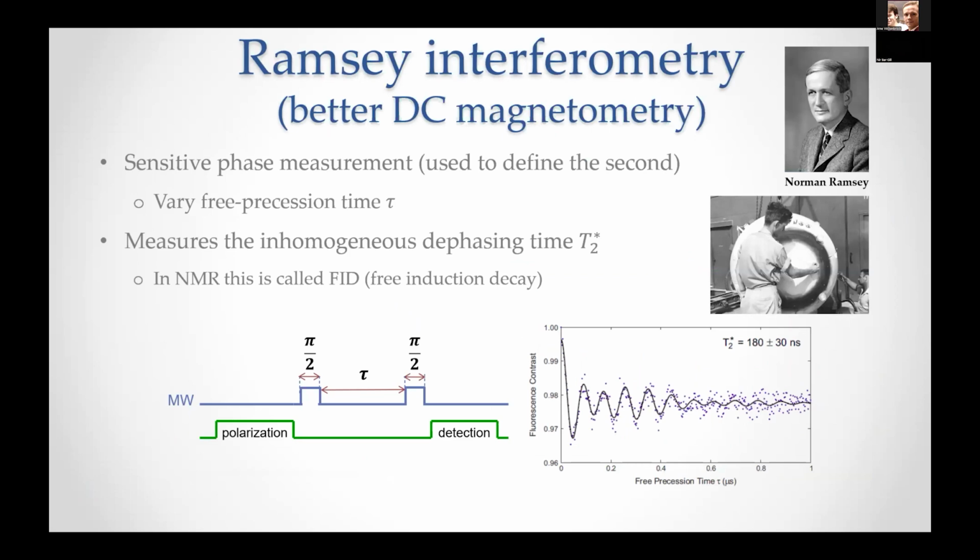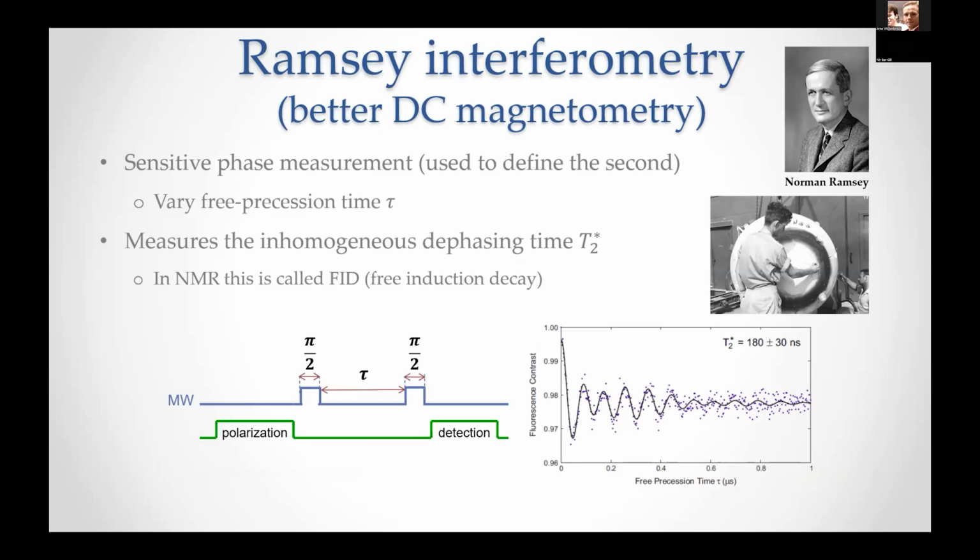But as you all know, this is a nice technique, but there's also maybe a better way of interrogating spin systems, especially for sensing. And that's due to Norman Ramsey. The idea, by the way, he was Rabi's student. So he was seeing what Rabi was doing. He said, that's crap, let's do something better.